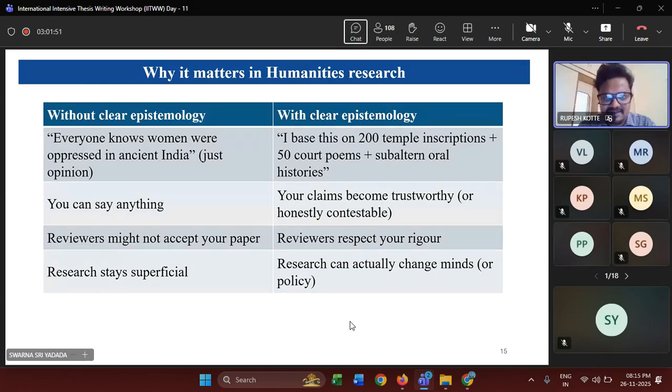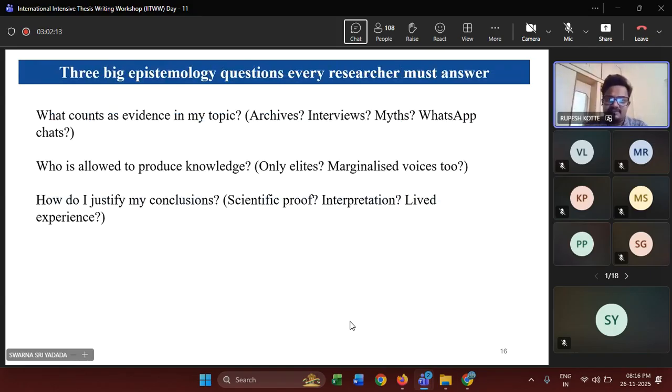Just like ontological research, even in epistemological research, we have both positivist as well as interpretivist or constructivist approaches. So again, the three big epistemology questions every researcher, you and me, should answer are: what counts as evidence in my topic? Is it archives, or interviews? Is it myths, or sometimes WhatsApp chats? Many researchers are taking social media channels, certain threads, as evidence. All of that could count as evidence for our topics.